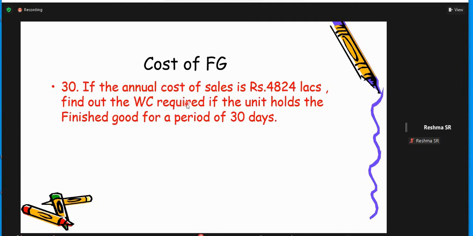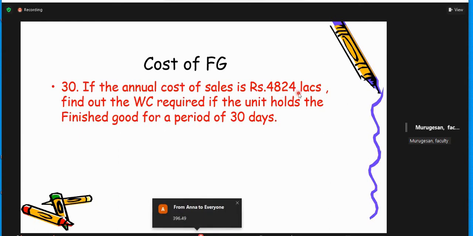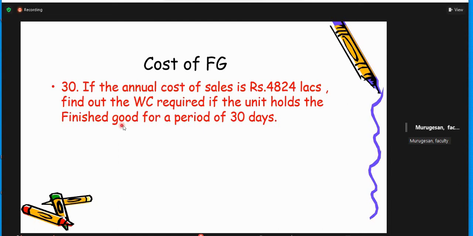Now the question: all of you have to try, with a calculator or even a mobile calculator. The annual cost of sales, popularly called COS, for the full year is 4,824 lakhs, that is 48 crore 24 lakhs. Find out the working capital required if the unit holds finished goods for a period of 30 days.